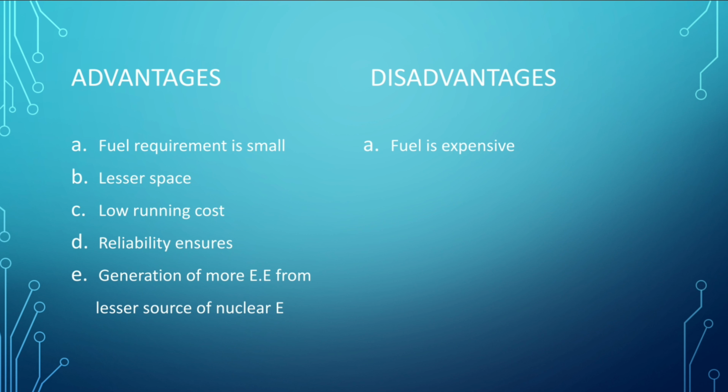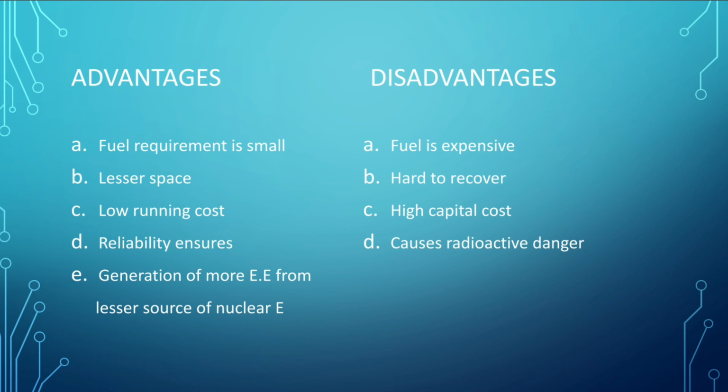Disadvantages. The disadvantages of a nuclear power plant are: fuel is expensive, which is uranium, waste is hard to recover, high capital cost, causes radioactive danger, and high maintenance charges.